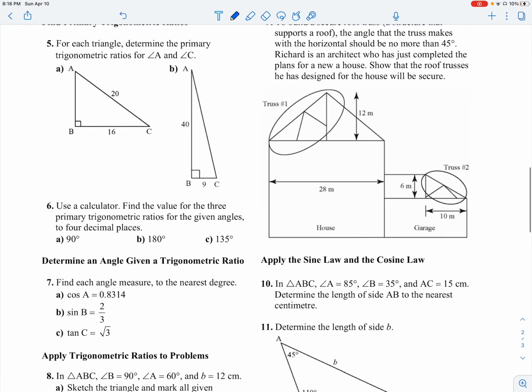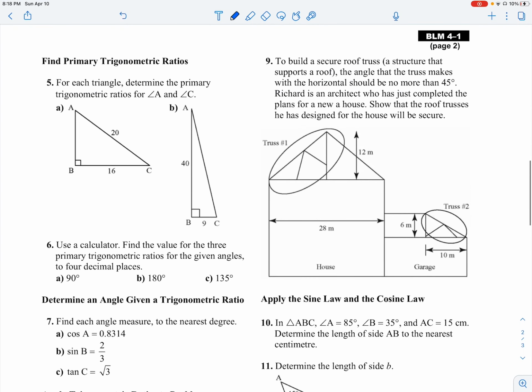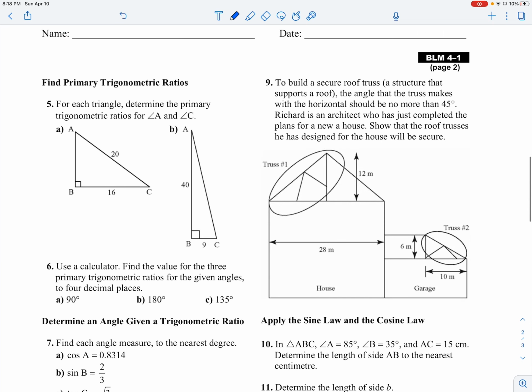Okay, next page. For each triangle, determine the primary trig ratios for angle A and angle C. The primary trig ratios. So I am going to need to use SOHCAHTOA for this.